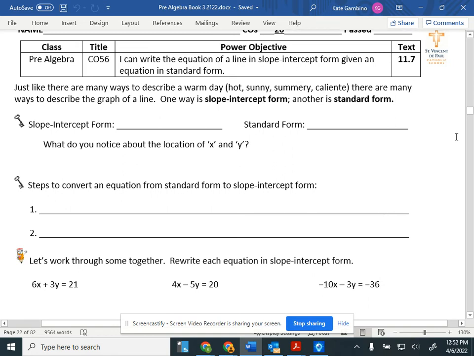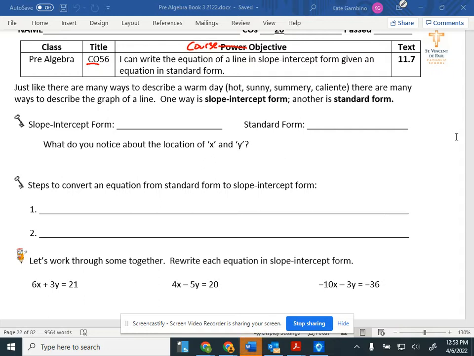Good afternoon. We are continuing with Unit 9 with our Slope Intercept Form. Today we are working on CO56. It is a CO even though it says power objective here. He forgot to change that to be just the regular course objective. So this is a CO. It is not a PO, but it's still important to know.